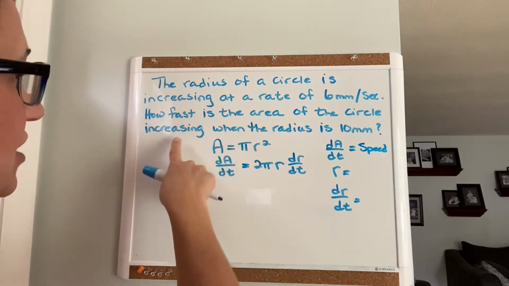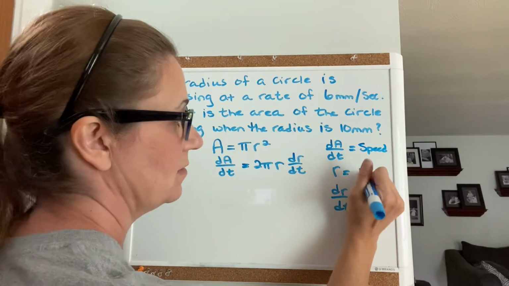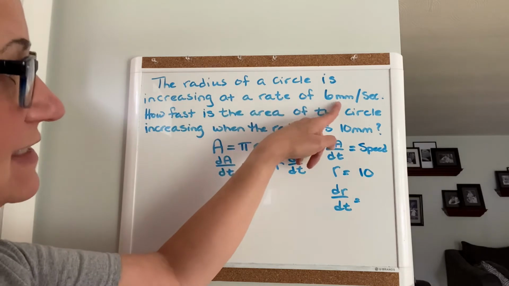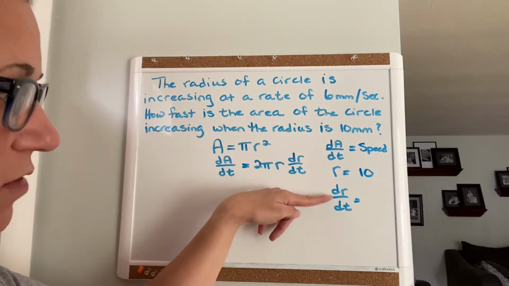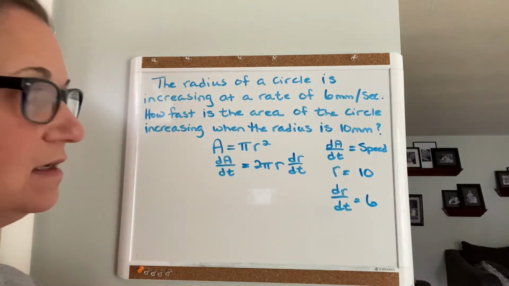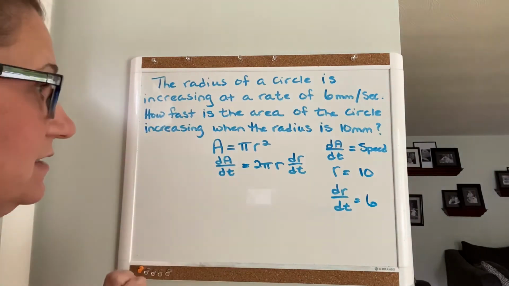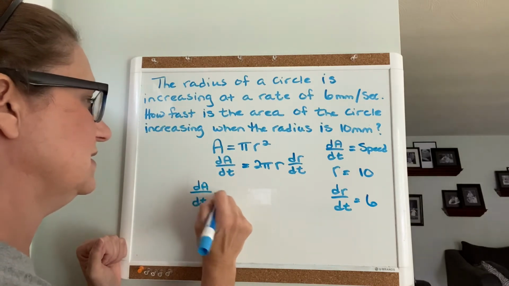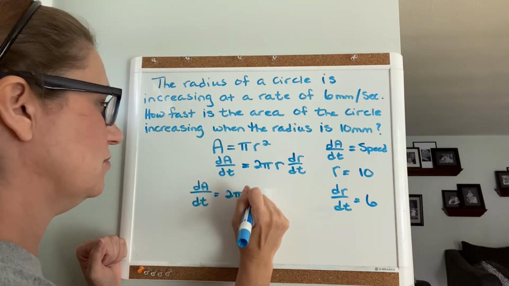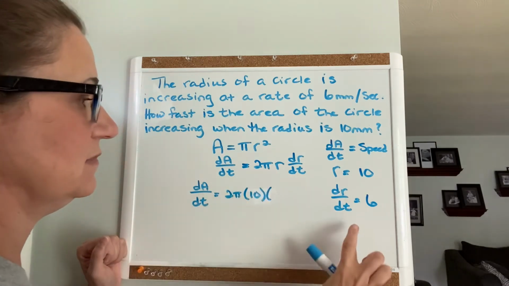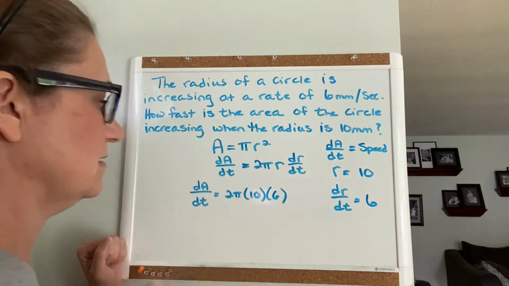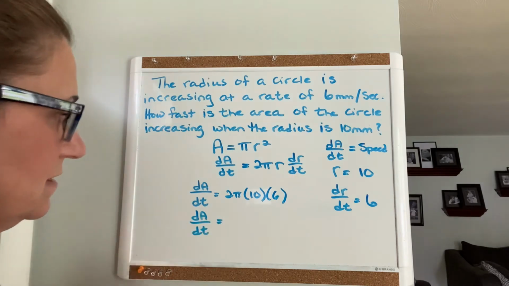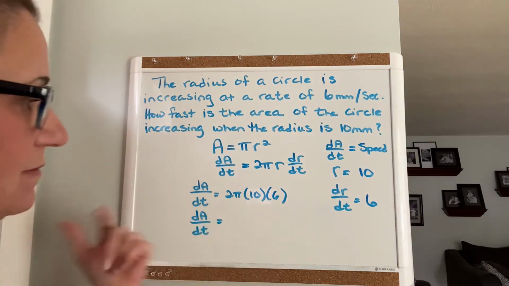It says, how fast is that changing when the radius is 10? So we have to let r be 10. And then it says the radius is increasing at a rate of 6 millimeters per second. So the rate of change of our radius with respect to time, dr/dt, is 6. So now we have everything we need. We're just going to plug it in and solve for dA/dt. So dA/dt is equal to 2 times pi times our radius, which is 10, times dr/dt, which is 6.